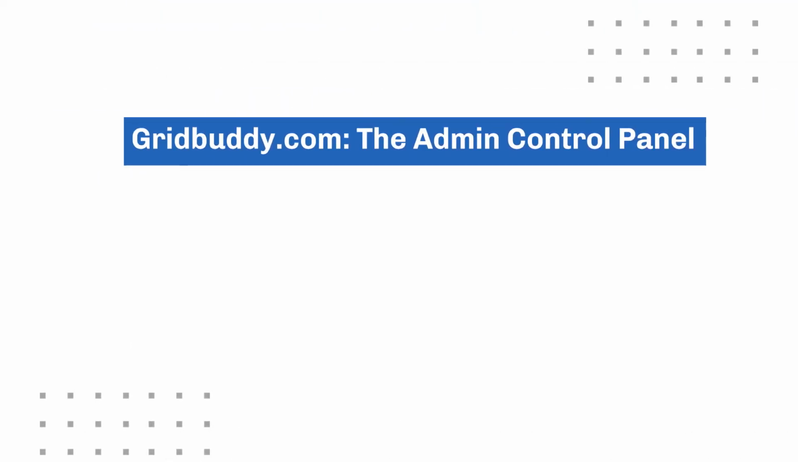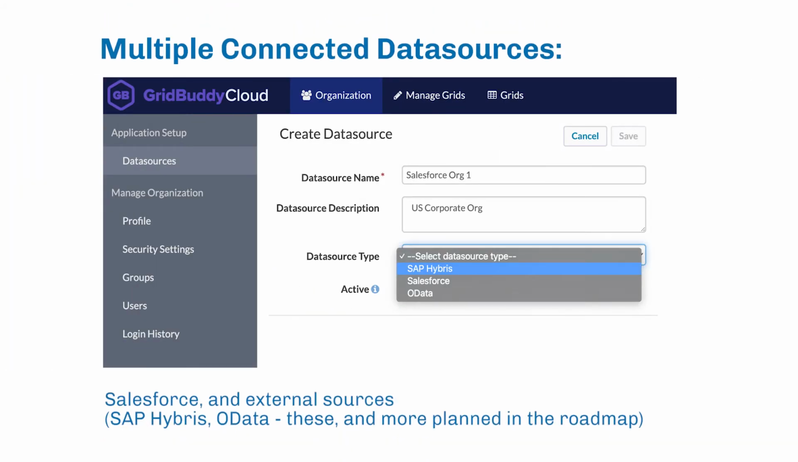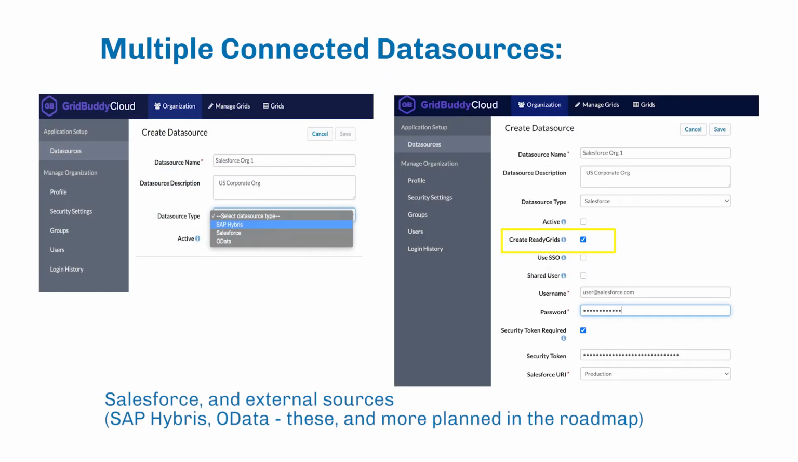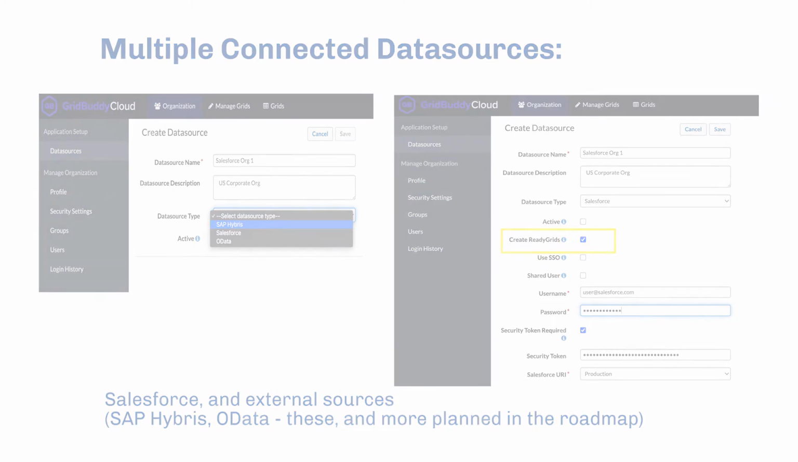Let's visit the admin's control panel at gridbuddy.com, where you'll become a mixologist of multiple Salesforce orgs and external data sources. The potential to have multiple connected data sources is the key differentiator between GridBuddy Cloud and its previous version. Of course, I was interested in Salesforce as the data source, but when I went through the process of creating a data source in the demo account, there was a strong hint at the direction GridBuddy Cloud is heading in, with SAP Hybris and OData visible as options, and as I later found out, are both planned on the roadmap.